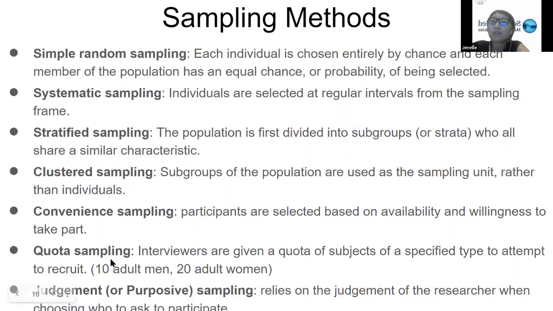And then quota sampling is when interviewers are given a quota of subjects of a specified type to attempt to recruit. I put parentheses here: if they require 10 adult men and 20 adult women to be in a study, then the recruiters are looking exactly for this quota and trying to fulfill it. And then next is judgment or purposive sampling, which relies on the judgment of the researcher when choosing who to ask to participate.